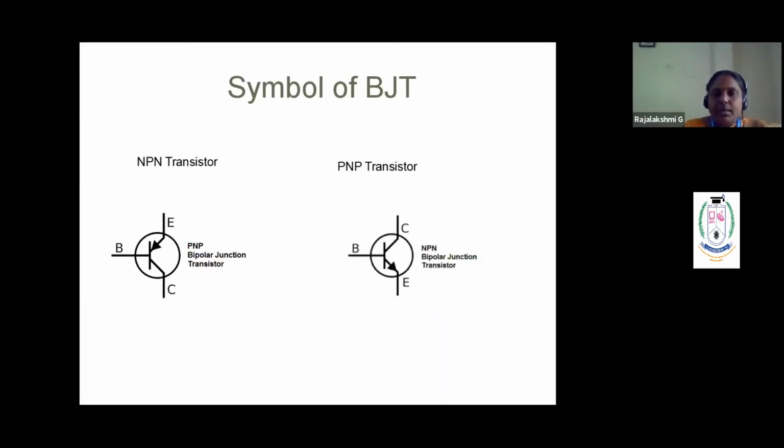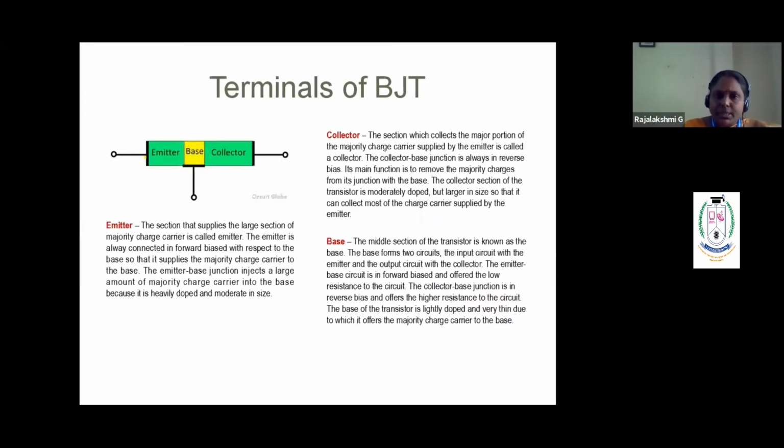One more thing: why is the name emitter given here? The emitter is the source of the charge carriers, which could be electrons or holes. The base is the one through which the electrons pass, and the collector receives all the electrons.